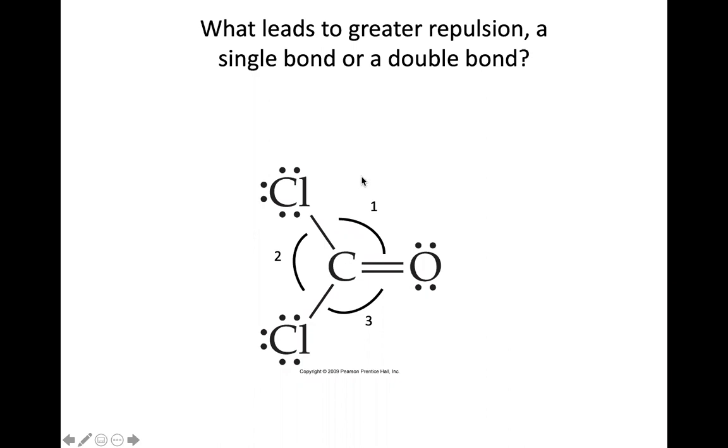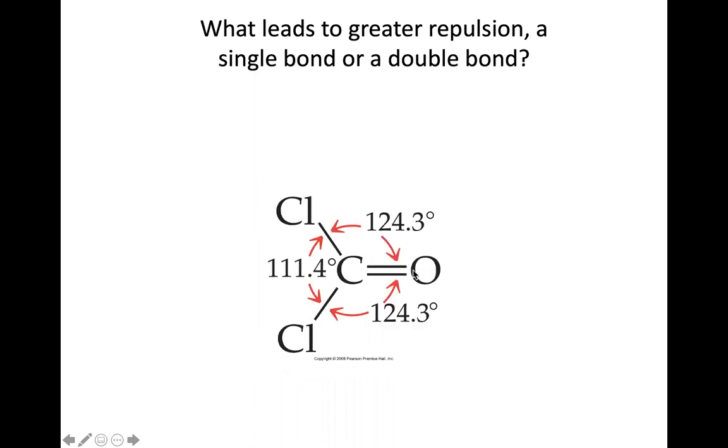So if we go back to this one, let's add some experimental data to it. These are the actual bond angles. Experimentally, if you use something like X-ray diffraction, you could determine the placement of the atoms. These would be the actual bond angles. So initially, if these were all equivalent, I would have said it was 120, 120, 120. But notice what happens. It looks like this part is now taking up more space.